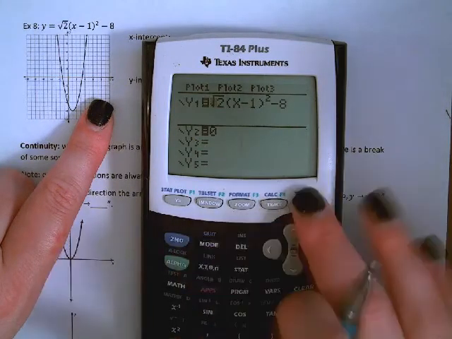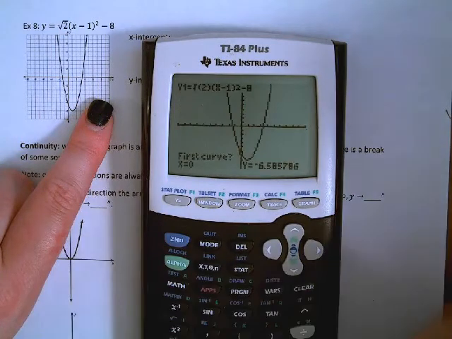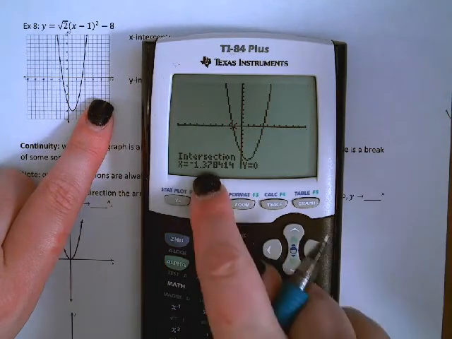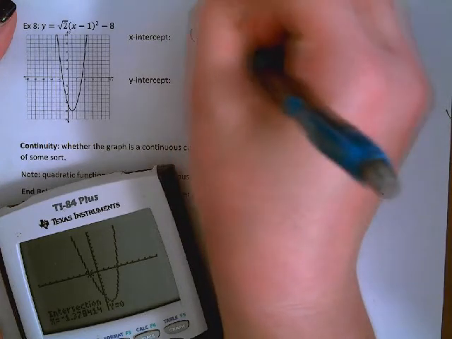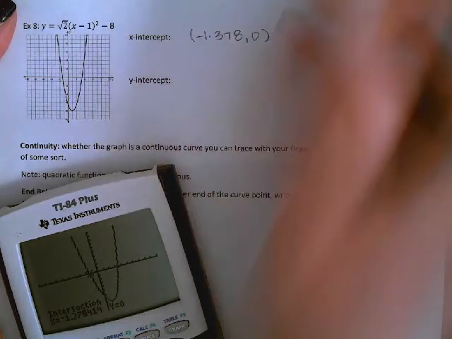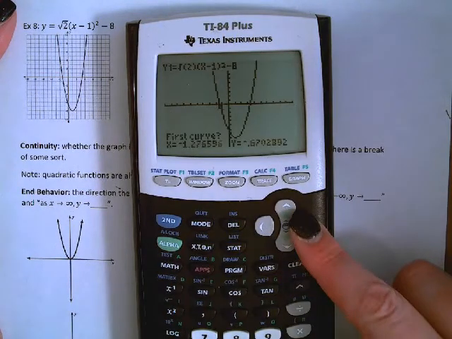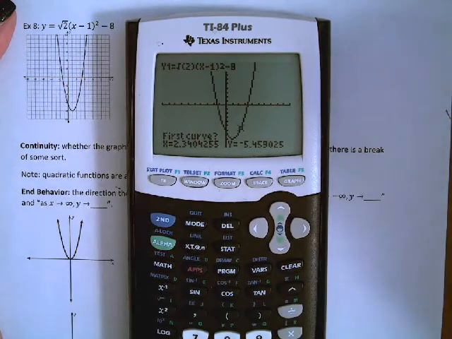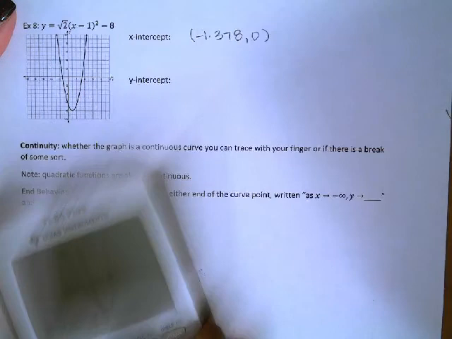I already had that second line graphed, y equals 0. That was the x-axis. It was already graphed. So now I hit second trace, number 5. It doesn't matter where I am. I just press enter, enter, enter, and it will find one of them. So negative 1.378. And then for the other one, second trace, number 5. I'm just going to move the cursor so it's closer to the other one. I don't even have to get right on where I think it is. I just have to be closer to it. And then I press enter, enter, enter, 3.378.